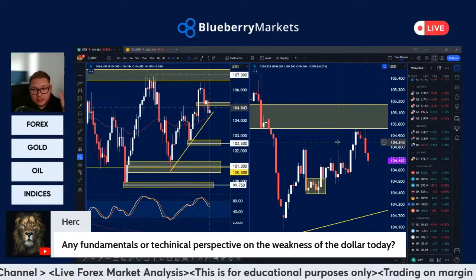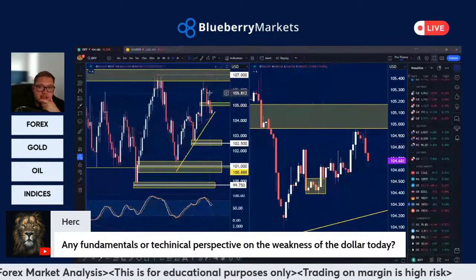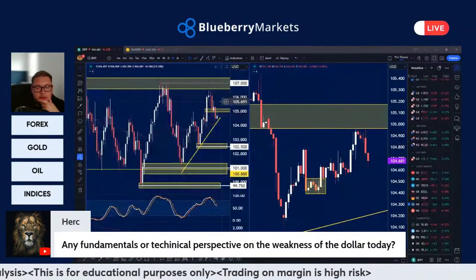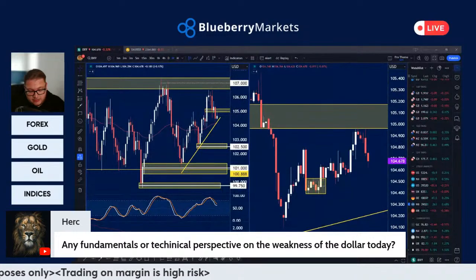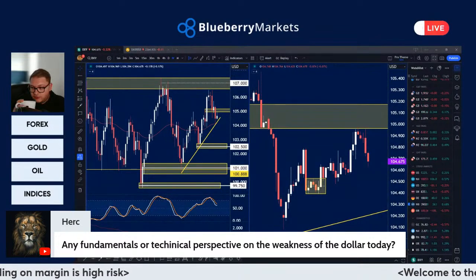But bigger picture, I'm talking bigger picture here, not necessarily the data drops that we've seen at the moment. I still think that the dollar is an undervalued currency.